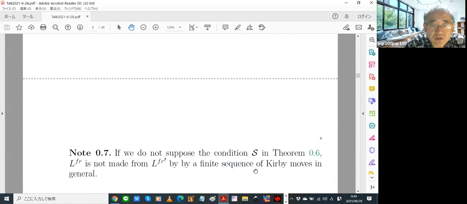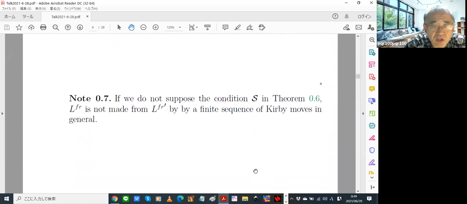This is important, I think. If we don't suppose the condition S, simply connected, in the theorem, L is not made from L prime by a finite sequence of Kirby moves in general.